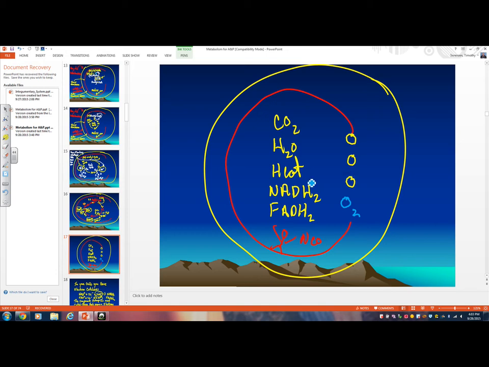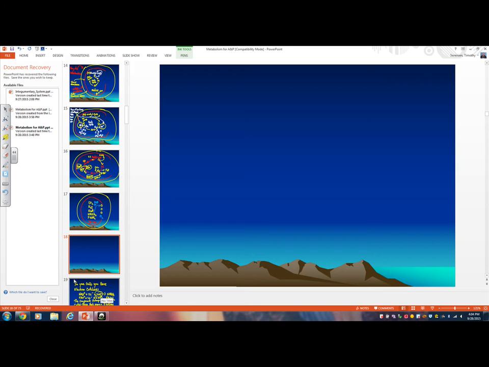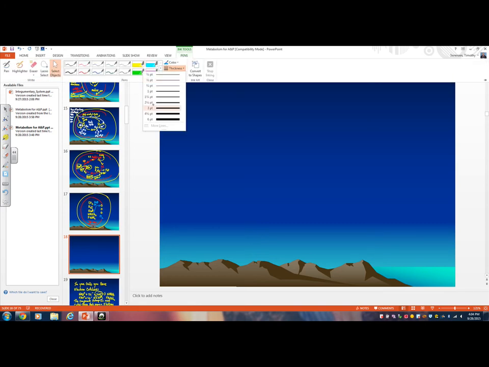So basically, once you've caught these electrons and the hydrogens have bound to them, these guys go to the electron transport chain and they drop off their electrons. I'll draw a little bigger picture of the electron transport chain. So here we go.